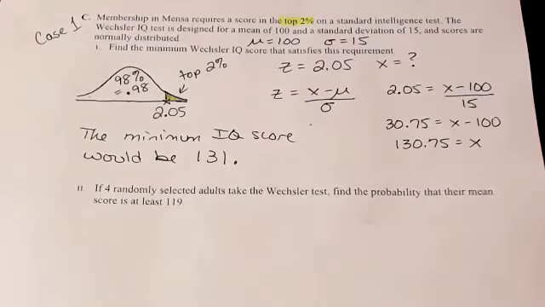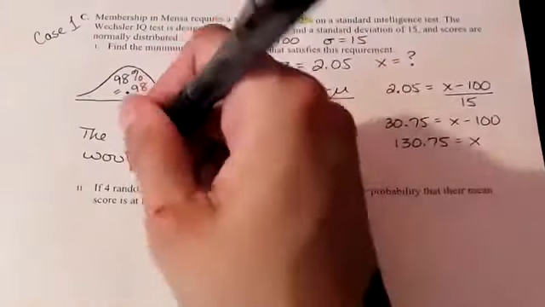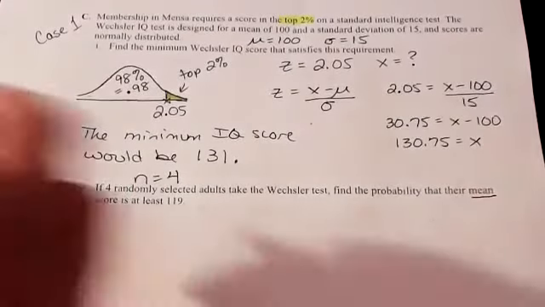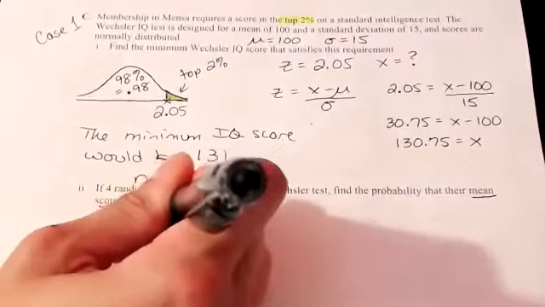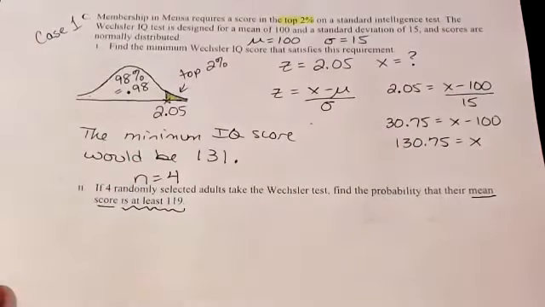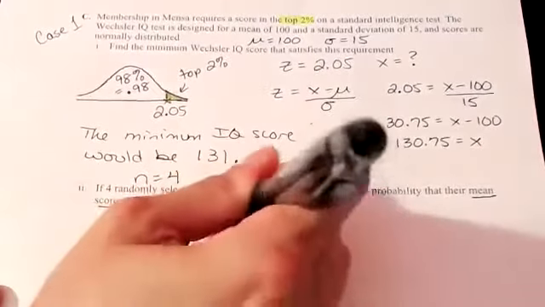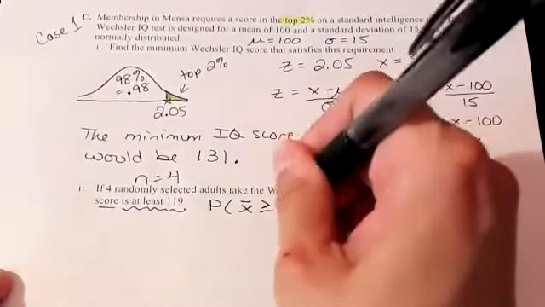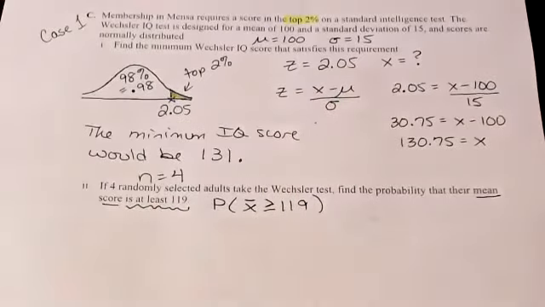Now, check out part 2. If 4 randomly selected adults, n is equal to 4, take the Wechsler test, find the probability that their mean score is at least 119. Interesting. So we want the probability that their mean score is at least 119. At least 119 means 119 or more, right? 119 or greater. So here's your probability statement.